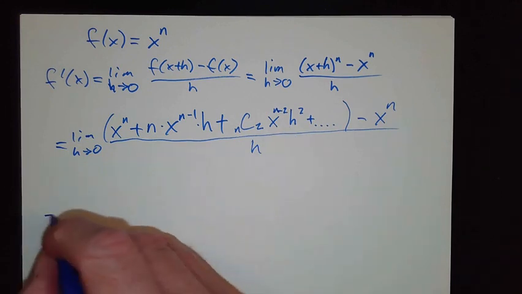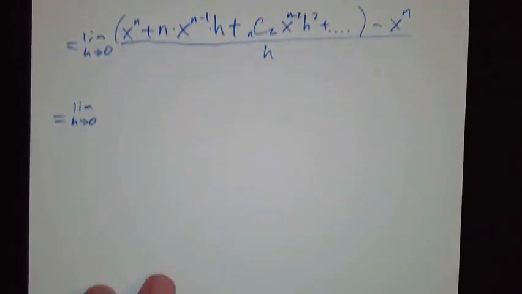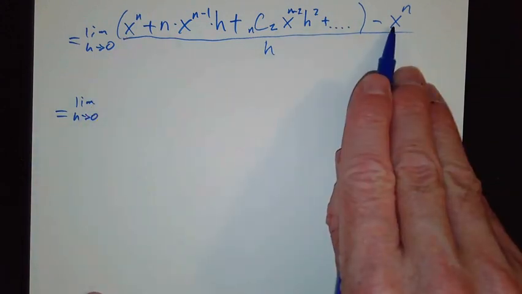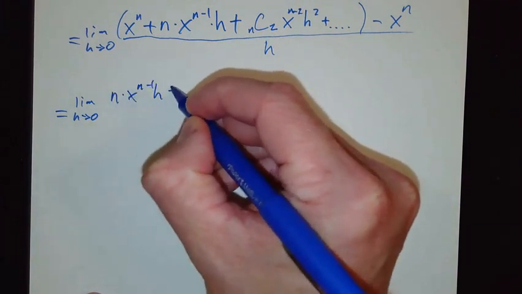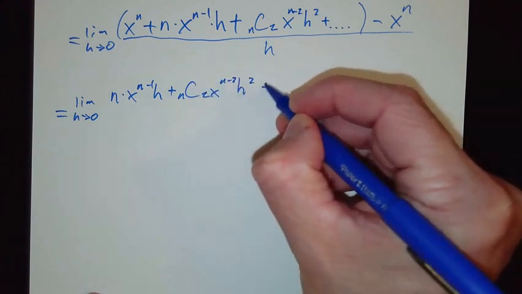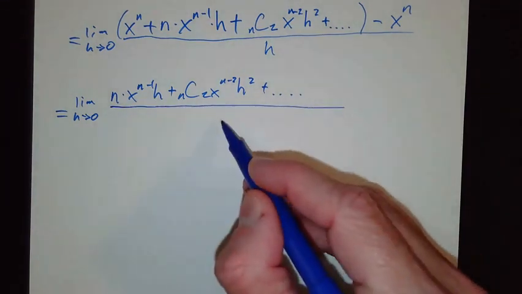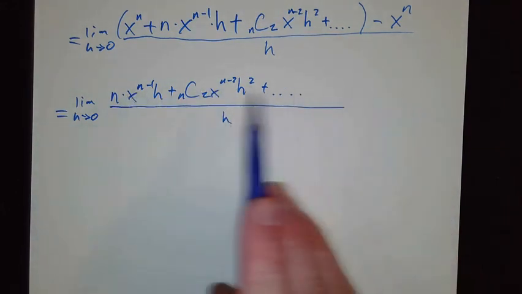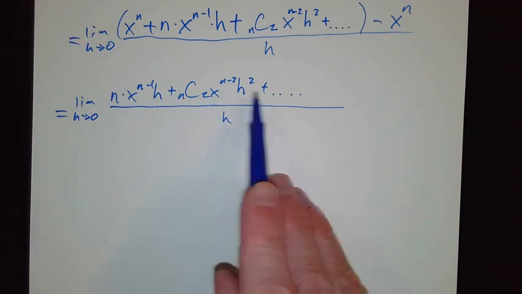So when I go ahead and start simplifying this, the limit as h goes to 0, I've got x to the n minus x to the n. That's gone. I've got n times x to the n minus 1 times h plus n choose 2, x to the n minus 2, h to the 2, plus a whole bunch of terms that all have a whole bunch of h's in them, among other things. And so what I have at this point is every term in my numerator has an h in it. The only terms that didn't have an h have canceled each other out. And so I've got a bunch of terms that have an h in them.